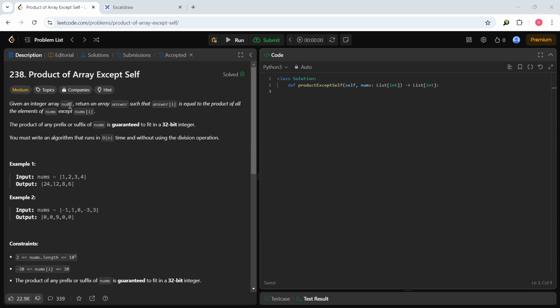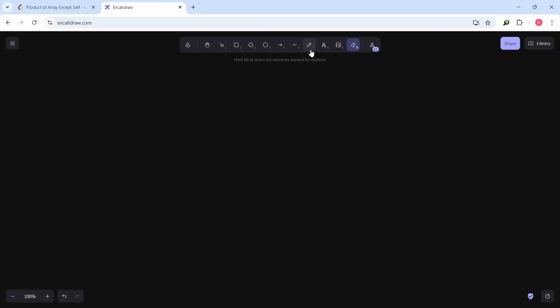Given an integer array nums, return an array answer such that answer at the ith position is equal to the product of all elements except the number at i. The product of any prefix or suffix of nums is guaranteed to fit in a 32-bit integer. You must write an algorithm without using the division operator. So let's try to understand why they told us that. Without using the division operator means they are trying to make our question a little bit more difficult. So let's try to understand the question first.